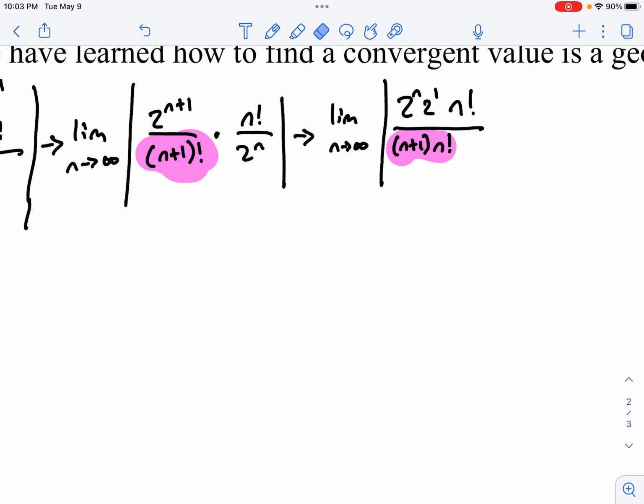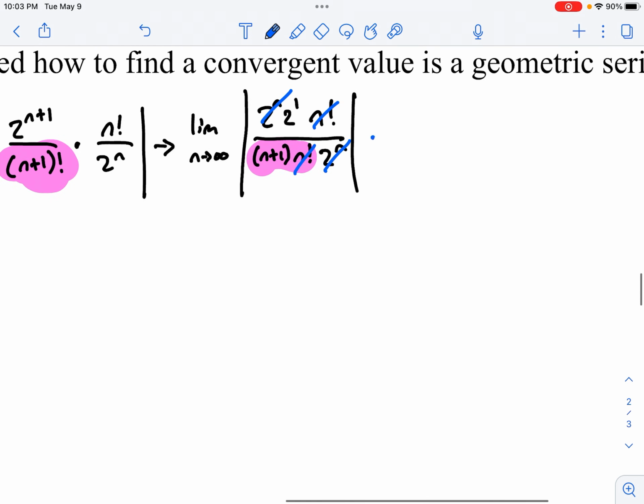Okay, so then we have that other 2 in there. Whenever you use the ratio test and you divide things out like that and make it really nice and easy to see, you end up with lots of things that cancel out. 2 to the nth cancels out, and n factorial cancels out. So this becomes the limit as n approaches infinity of 2 to the first power over n plus 1. Well, guess what that is? That is the limit of 2 over infinity, which is 0.